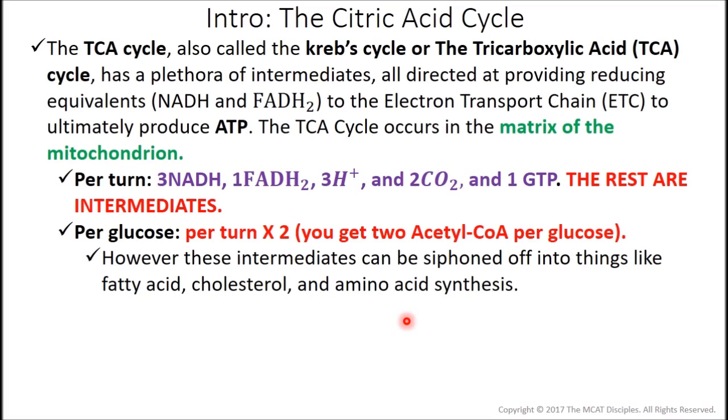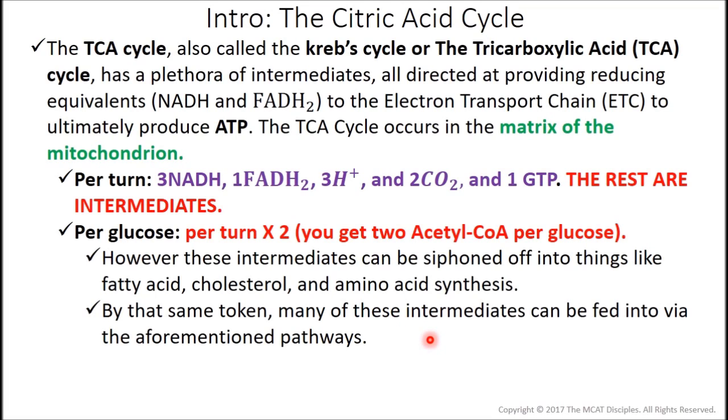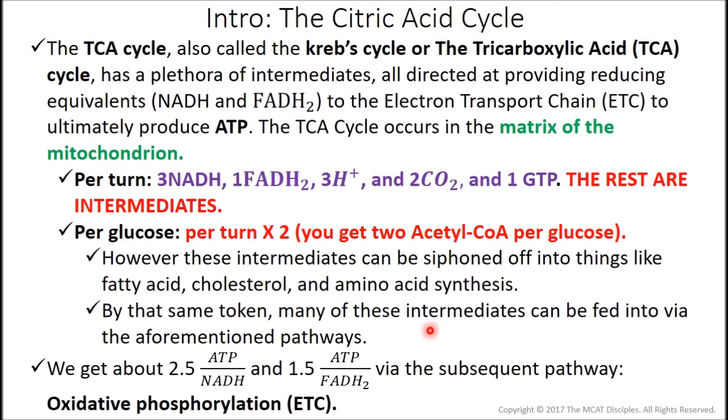All right, keep in mind that the intermediates that were mentioned can be siphoned off into things like fatty acid, cholesterol, and amino acid synthesis, so you don't always get these products. By the same token, many of these intermediates can be fed in via the aforementioned pathways, so you can get amino acids feeding into the Krebs cycle. You can get fatty acids feeding into the Krebs cycle via acetyl-CoA. So, you can go both ways. We get about 2.5 ATP per NADH and 1.5 ATP per FADH2 via the subsequent pathway, oxidative phosphorylation, which we'll go through next. Probably not in this lecture, but next.